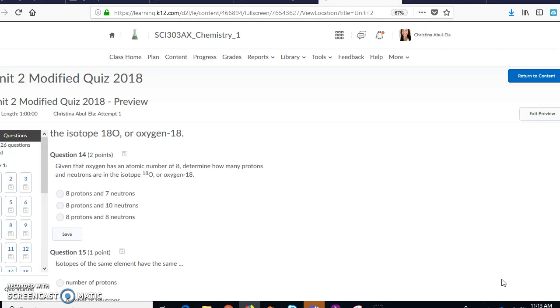Question 14. Given that oxygen has an atomic number of 8, determine how many protons and neutrons are in the isotope oxygen 18. 8 protons and 7 neutrons, 8 protons and 10 neutrons, or 8 protons and 8 neutrons.